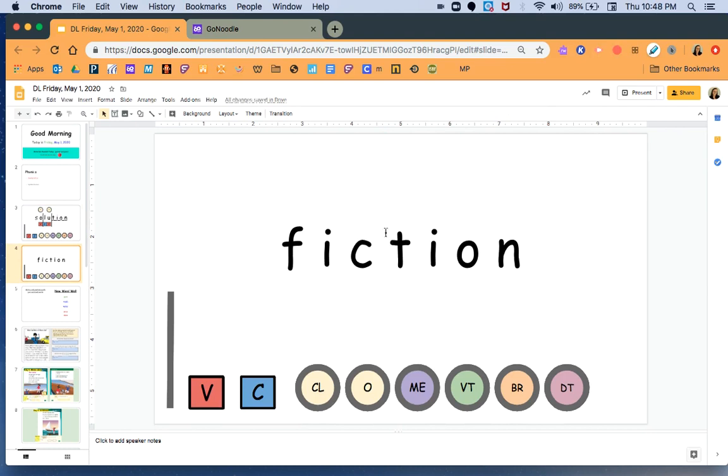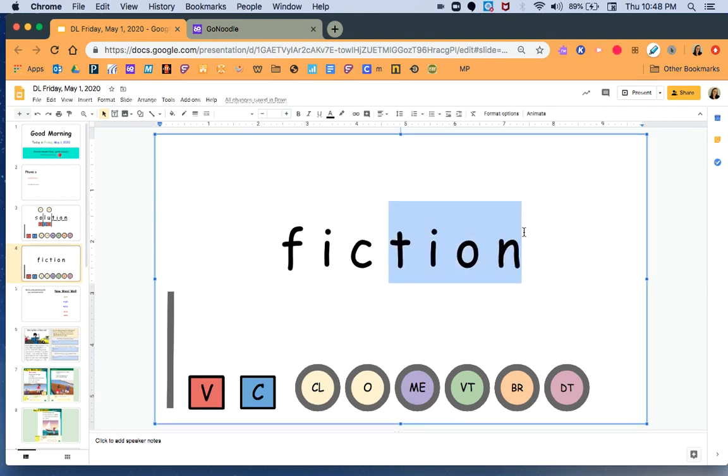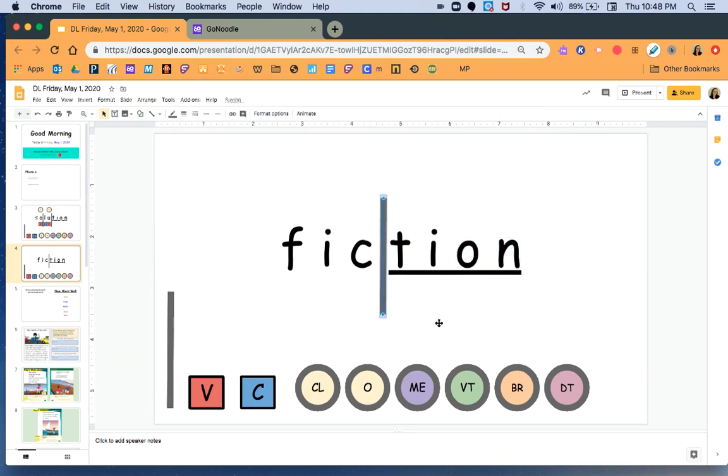Okay, let's try this one. Do you guys see the ending syllable chunk? I do too. I see a T-I-O-N, and we're going to keep that together. T-I-O-N, so it's going to say shun, and that's going to be an entire syllable all by itself.